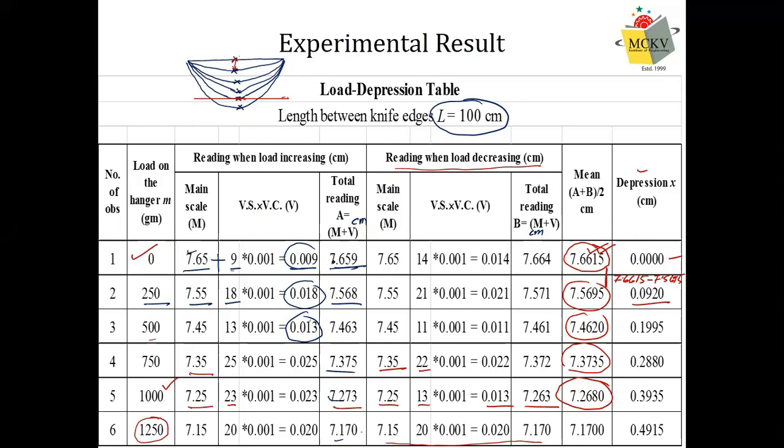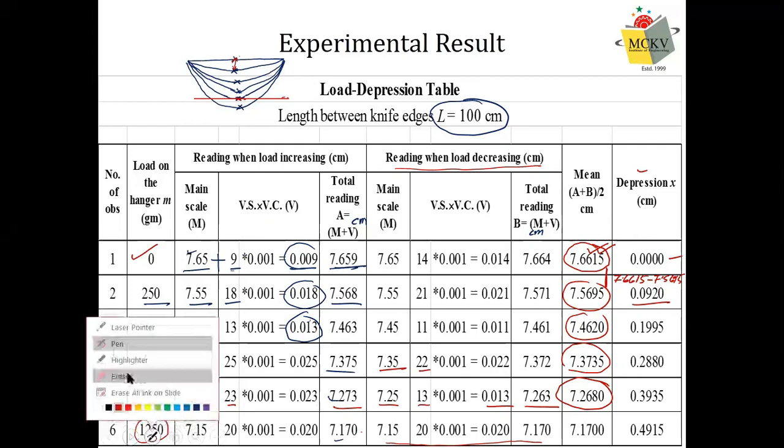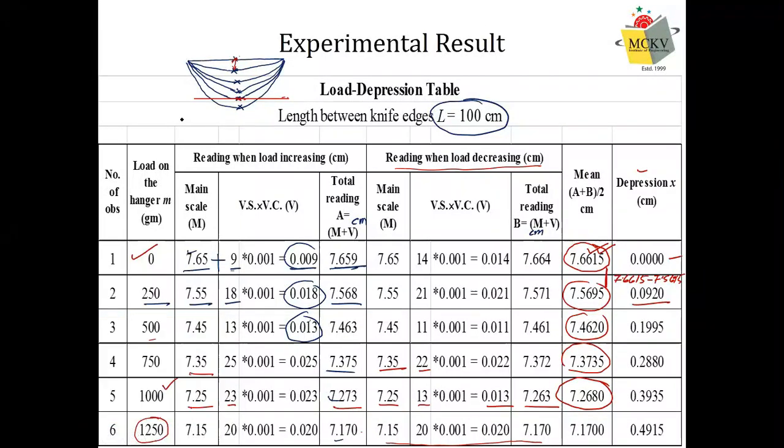Now for 500, let me change the color. Now for 500, what is the total depression? So again we will measure the depression from the no load condition. This is the amount of depression for 500 grams. So how will you be measuring this depression now? This depression will again be the position under no load condition, that is 7.6615, minus 7.4620, the position under 500 grams. And if we estimate it, that will be 0.1995 centimeter.